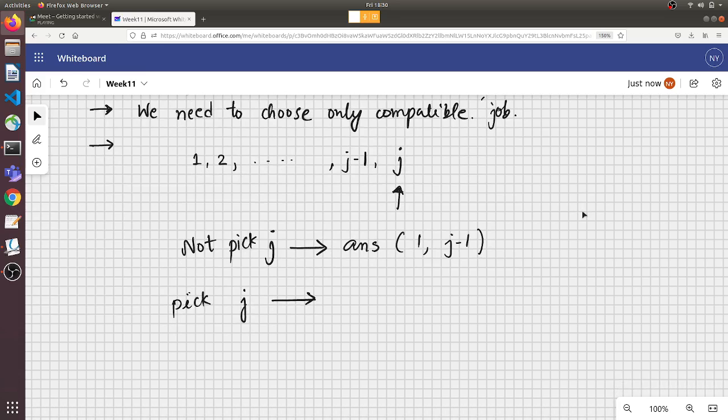So what will you do if you have to pick j? Most probably we'll check the remaining jobs and discard them, or blacklist them, if they are overlapping j. So then what will be the answer? What will be the answer here?